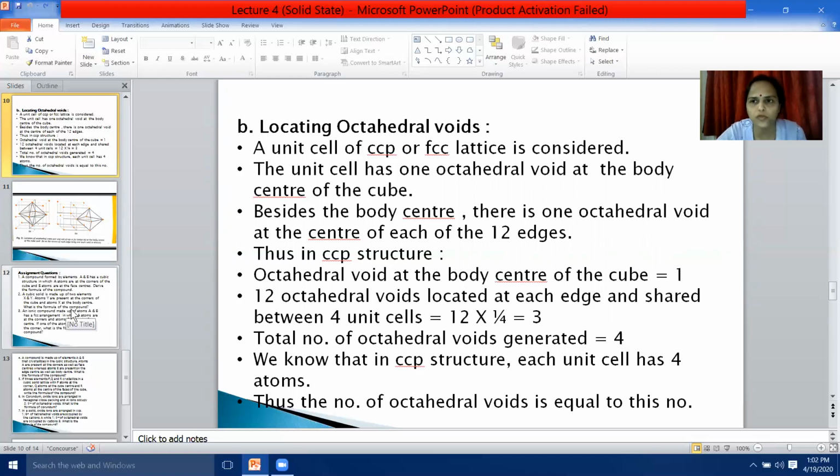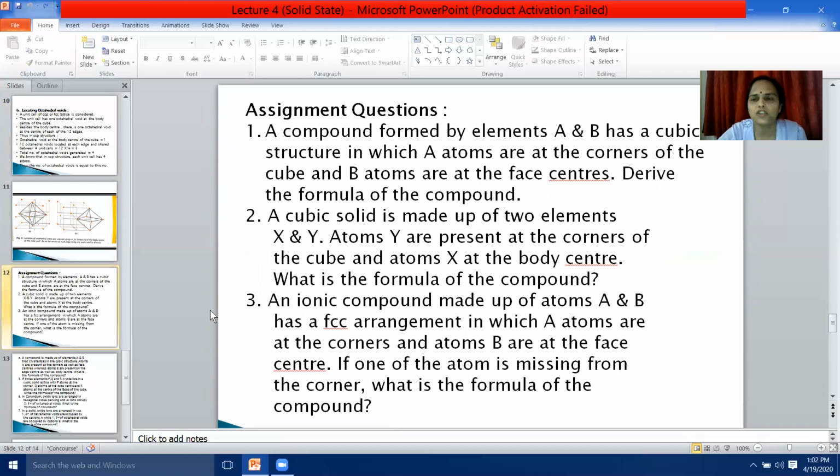I hope I am clear with the locating of tetrahedral as well as octahedral voids. Let us come now to the assignment questions. I'll be discussing the assignment questions and you will be doing these assignment copies in your notebook there. And if you have any doubt, you can contact me. I'm there to help you.